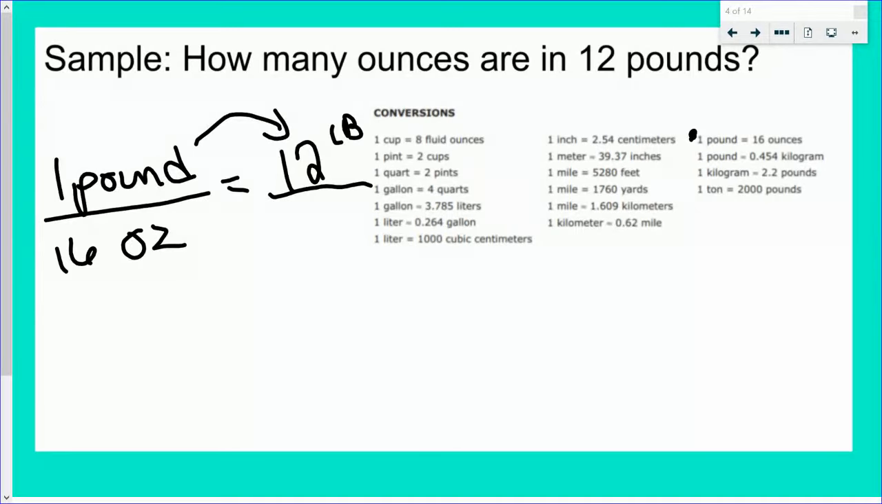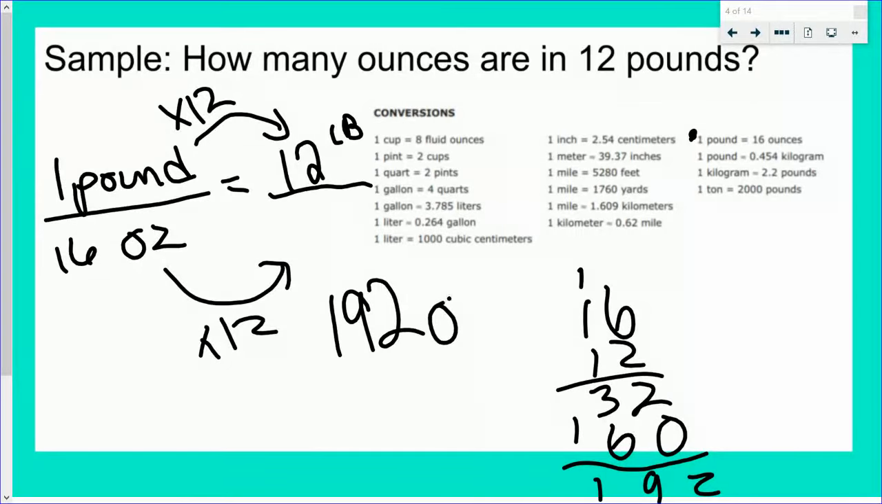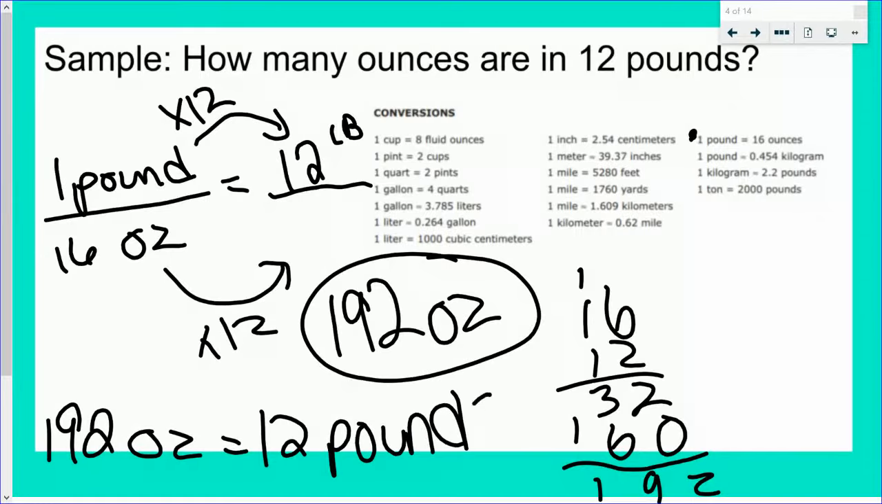1 pound times 12, because we're going from 1 to 12, would be 12 pounds. 16 times 12: 2 times 1 is 2, plus 1 is 3, 1 times 6 is 6, 1 times 1 is 1, 2, 9, 1 would be 192 ounces. So we would say 192 ounces is equal to 12 pounds. All right, let's keep going.